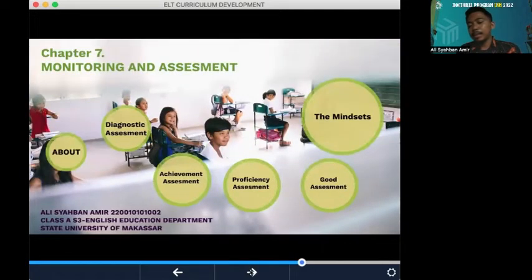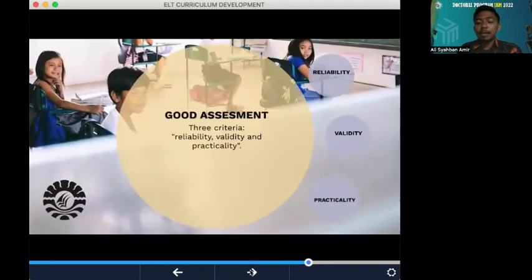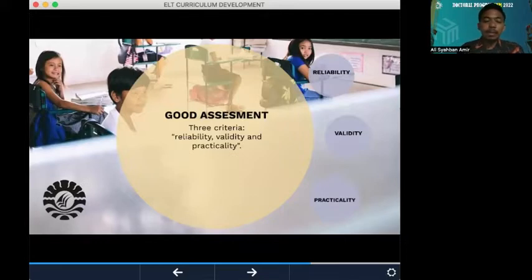Let's move to the next explanation, about good assessment. All assessment needs to be checked to see that it is doing its job properly, and that it is not causing unnecessary work. In most investigative procedures, including the tools for needs analysis, course evaluation procedures, and tests and other measures for assessment, they can be examined by considering three criteria: reliability, validity, and practicality.